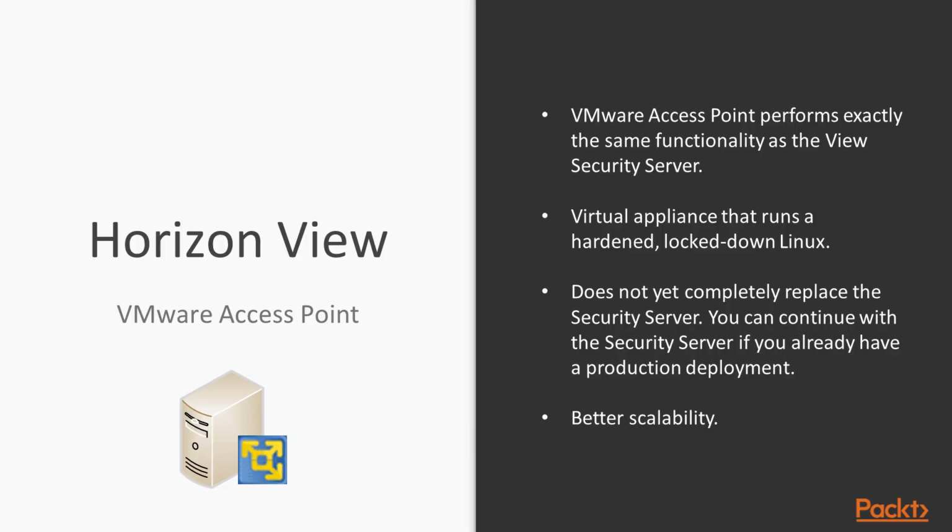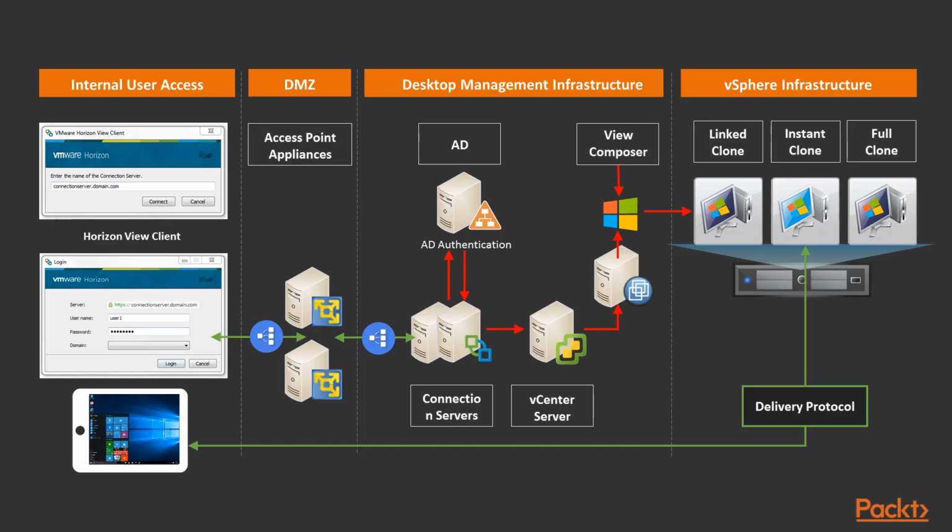VMware Access Point performs exactly the same functionality as the View security server as shown in the diagram, with one key difference. Instead of being a Windows application and another role of the connection server, the access point is a separate virtual appliance that runs a hardened, locked-down Linux-based operating system. Although the access point appliance delivers pretty much the same functionality as a security server, it does not yet completely replace it, especially if you already have a production deployment that uses the security server for external access. You can continue to use this architecture.